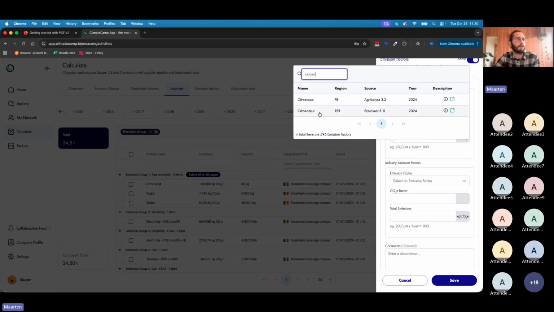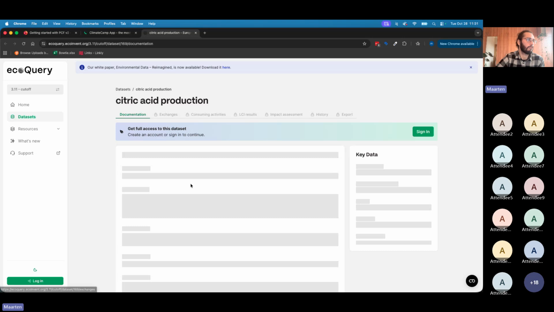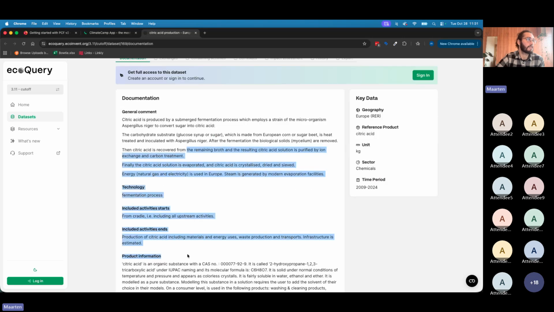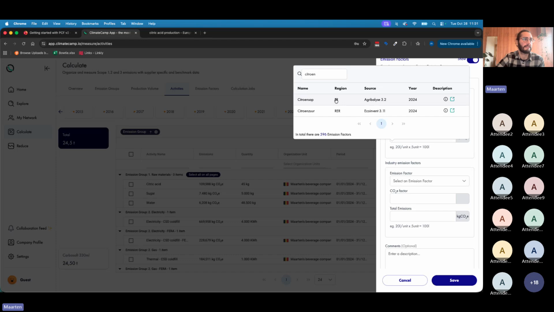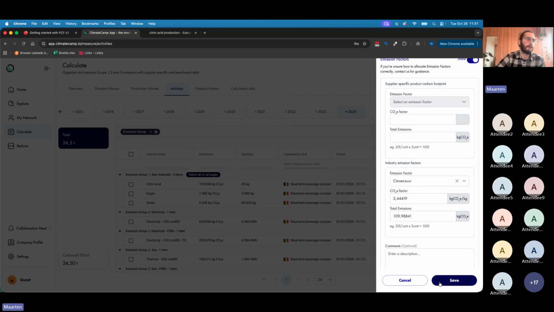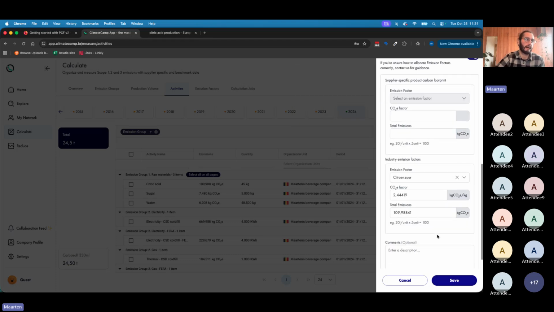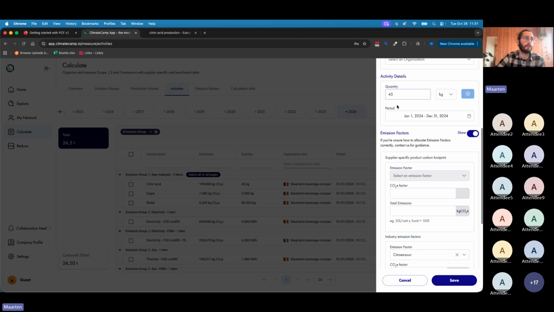You can see here we have the value from EcoInvent 3.11, and we also have a link to where the full documentation of this emission factor is, where we got it from. You can then select it, and then we will recalculate the specific emission factor with the value for 45 kilograms, which you have assigned.